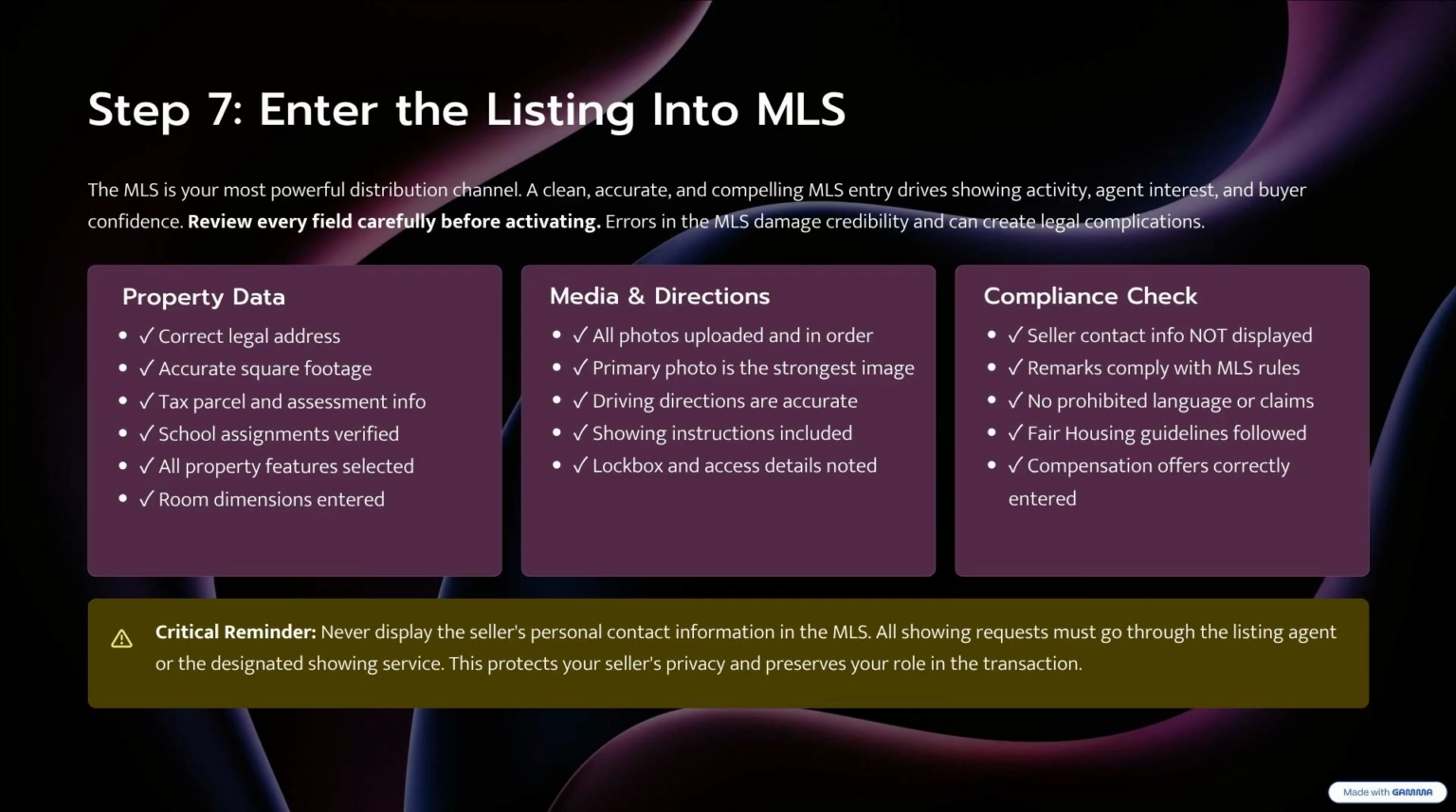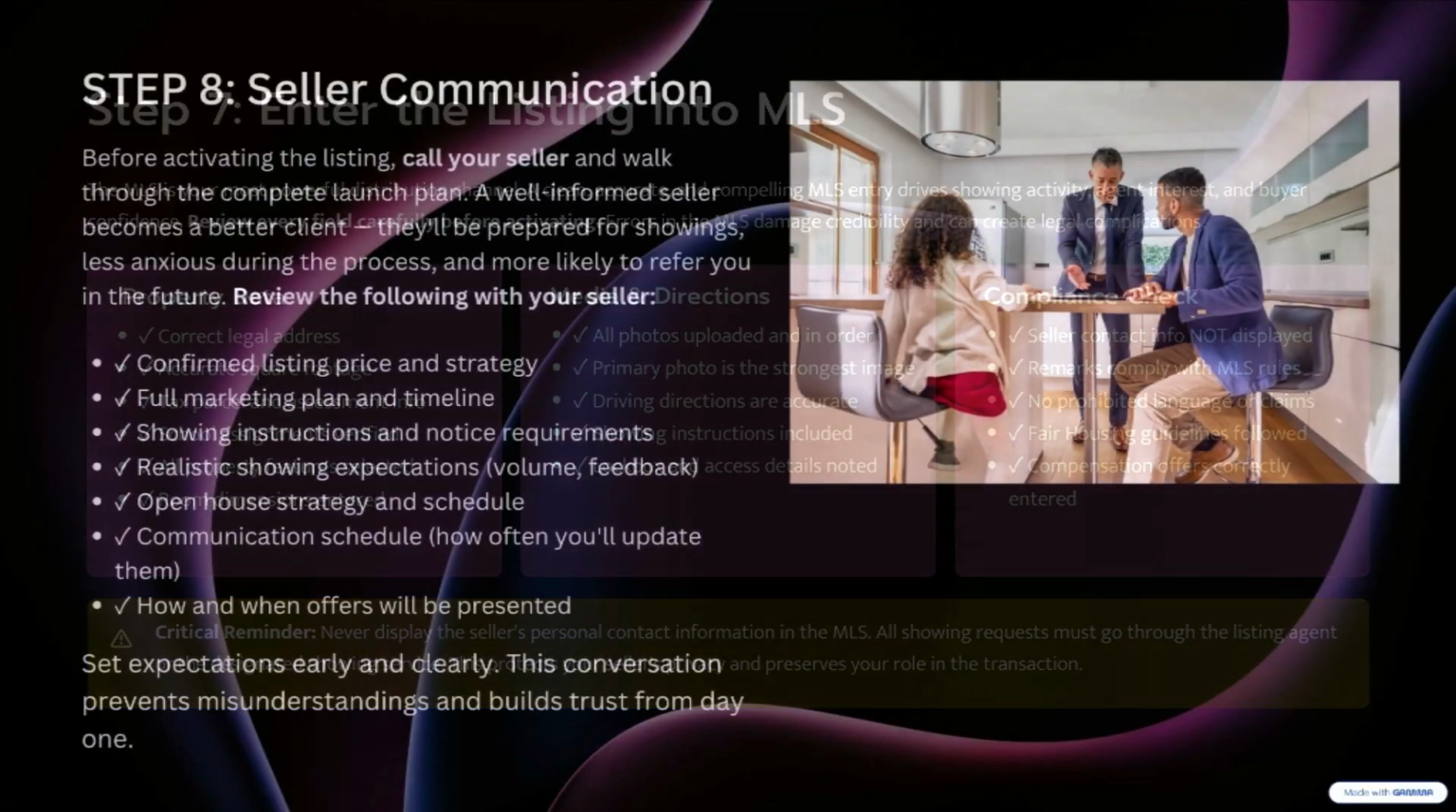Make sure room dimensions are entered correctly. Verify that all photos have been uploaded. Check that the driving directions are accurate. Be sure to include complete showing instructions for cooperating agents. And most importantly, confirm that the seller's contact information is not displayed anywhere in the MLS entry. Before activating the listing, take the time to review the entire MLS entry for accuracy. A thorough review helps ensure the listing is professional, complete, and ready for the market.